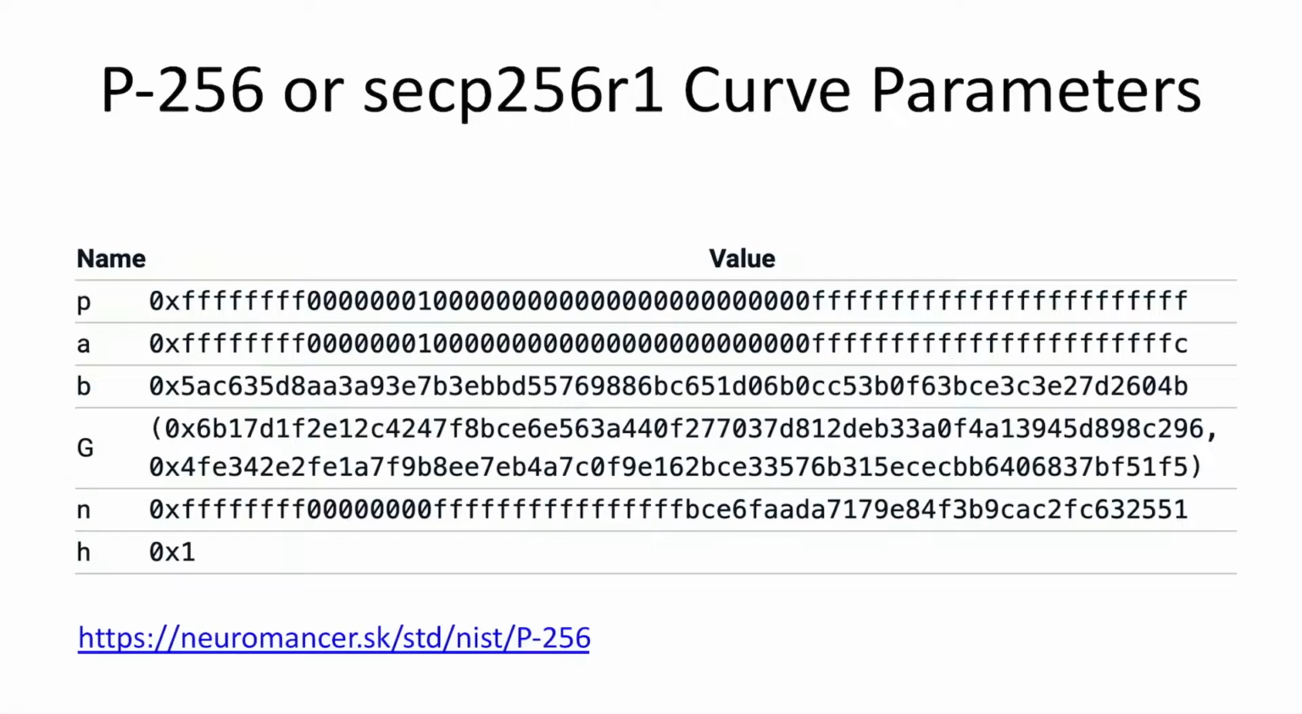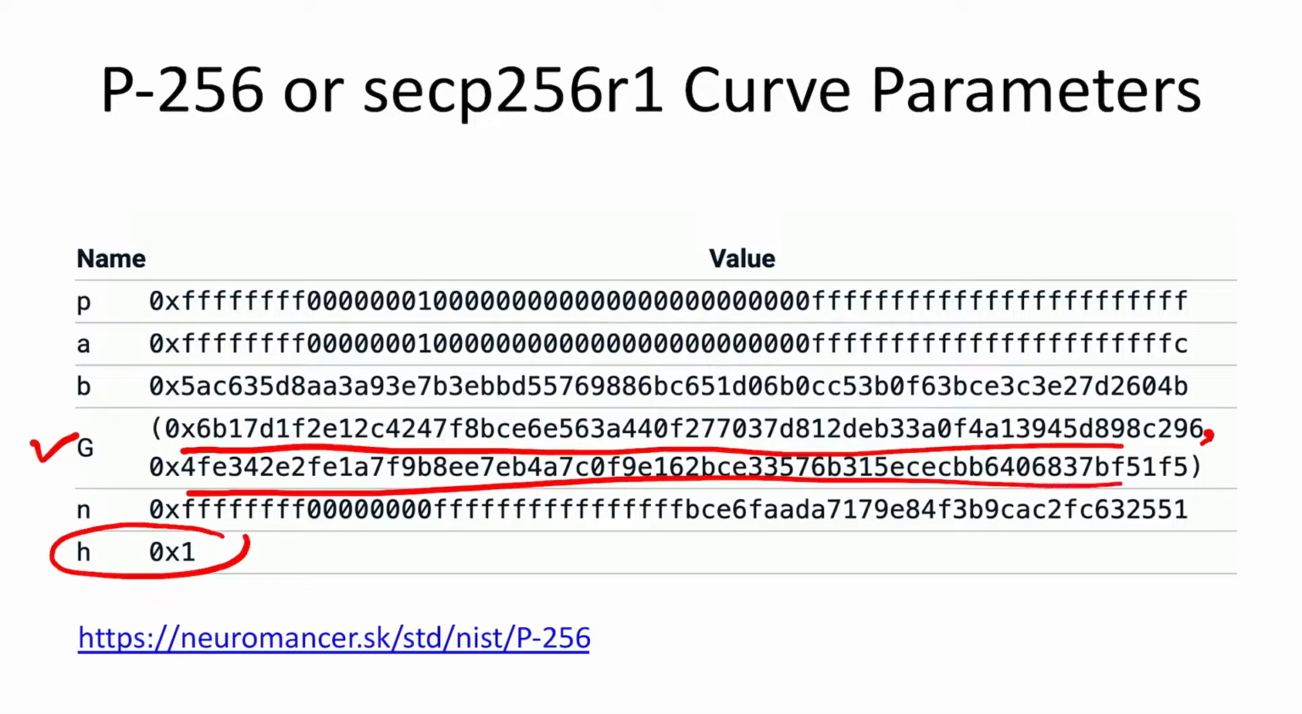Here are the parameters for the P-256 or secp256r1 elliptic curve. These are represented in hexadecimal, but if you convert them to decimal, you will notice that the prime number is a very large value, so that we have a sufficient number of valid points in the finite field to keep the trapdoor function secure against attacks. And notice here that h has the value 1, just like we saw in the previous example, and G over here is a point. As you can see, we have a comma to separate the x coordinate and the y coordinate.